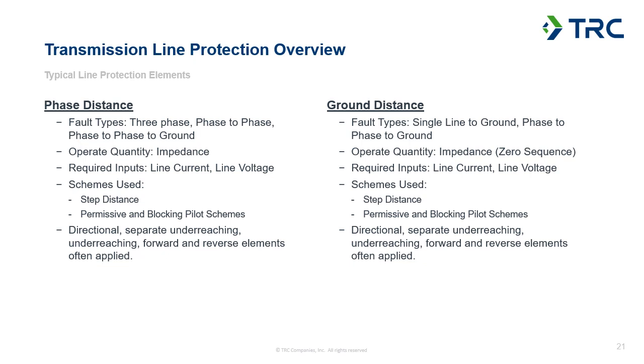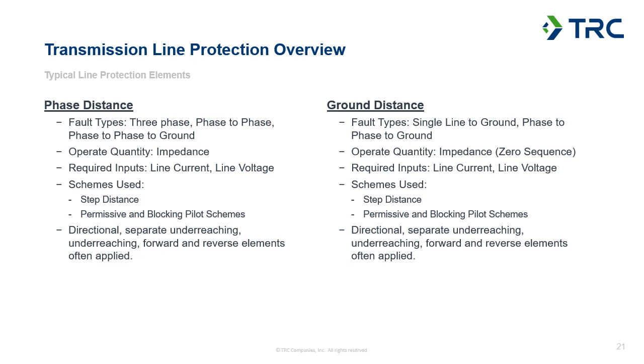The phase distance element is directional, and it usually has separate underreaching and overreaching elements that will be combined to provide full protection for the line. And we'll talk a little bit more about that in the next couple classes.